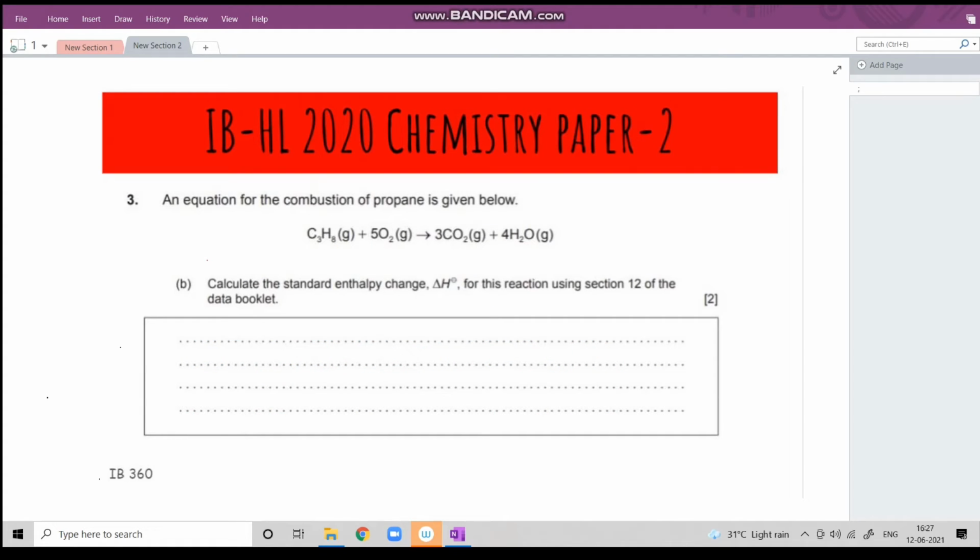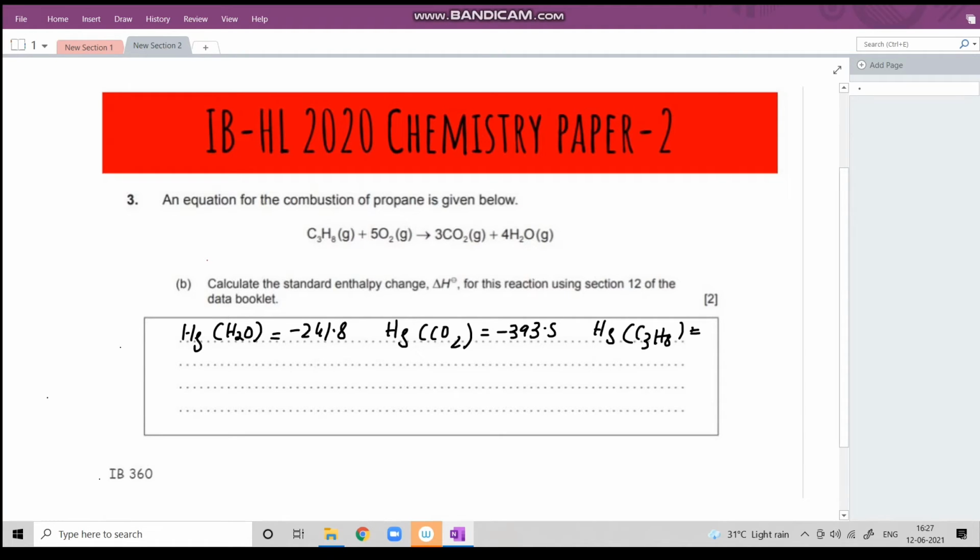Now in the next question, we need to again find the enthalpy change using section 12. Section 12 contains the enthalpy of formation of compounds. I'll write the values which are necessary. Hf for H2O is minus 241.8. Hf for CO2 is minus 393.5. Hf for C3H8 is minus 105, and we know that Hf for O2 is 0 because it's in its elemental form. You can assume it as 0.